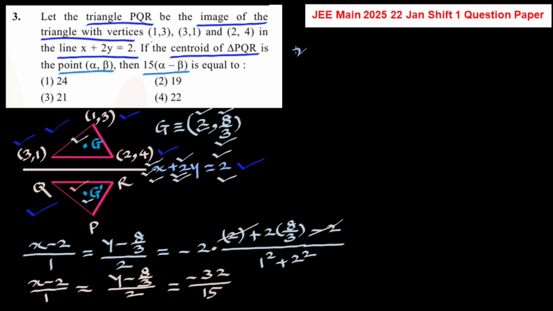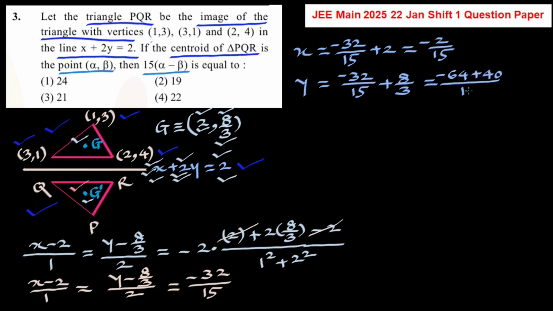Solving for x, x equals minus 32 upon 15 plus 2, which is minus 2 upon 15, and solving for y, minus 32 upon 15 plus 8 upon 3, which is minus 64 plus 40 upon 15, minus 24 upon 15. Now the centroid of triangle PQR, G dash, is given to be alpha, beta. Therefore alpha is minus 2 upon 15 and beta is minus 24 upon 15.